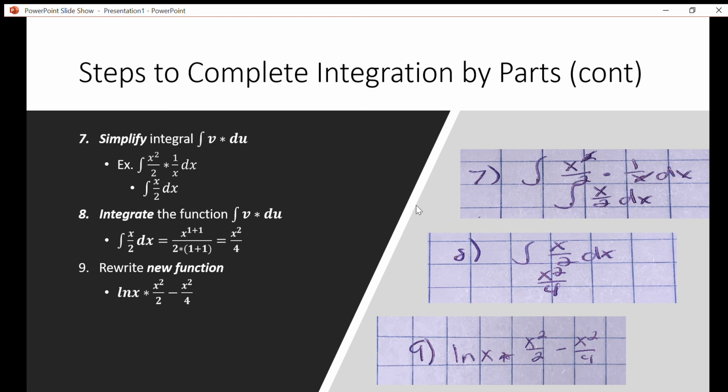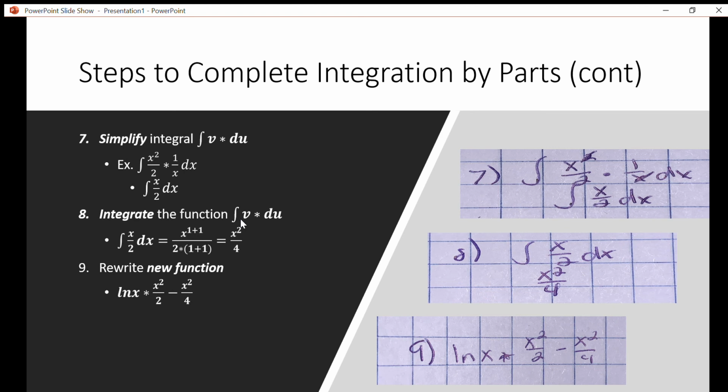The integral of x over 2 dx, we need to add 1 to the exponent. So we add 1 plus 1 over, now we have a 2. If you have a 2 or a number, typically that number will multiply whatever you did to the top. So if I had, instead of 2 plus 1, the bottom would be 2 times parentheses 2 plus 1. So here we have 1 plus 1, that's 2, times 2 gives us 4. And at the top we have x squared.